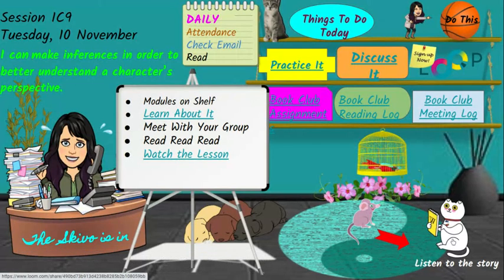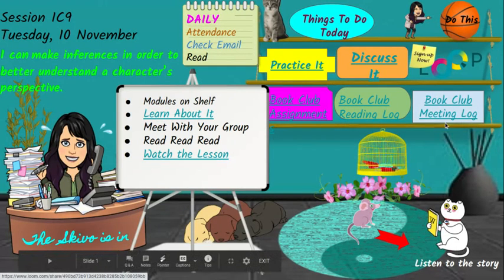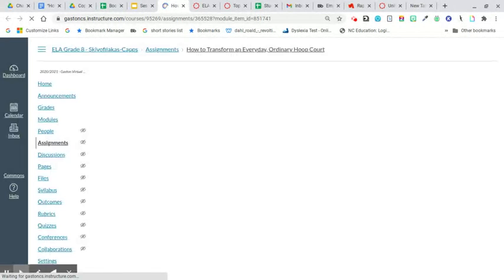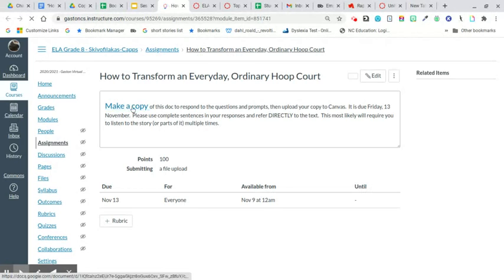You might need to listen to parts of the story over again to get the specific details that you need to respond to the prompts in this activity. Be sure, when you open this, it's going to say go to the link, and then it'll say make a copy. And you're going to upload your copy of the document in Canvas. So make a copy.